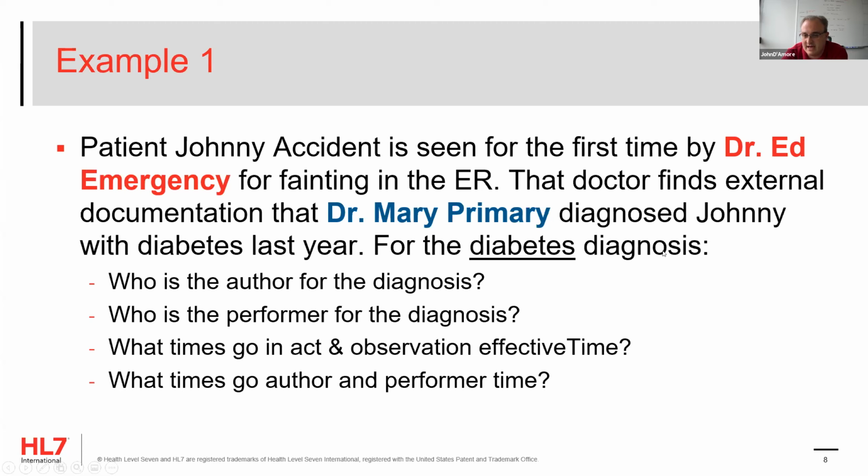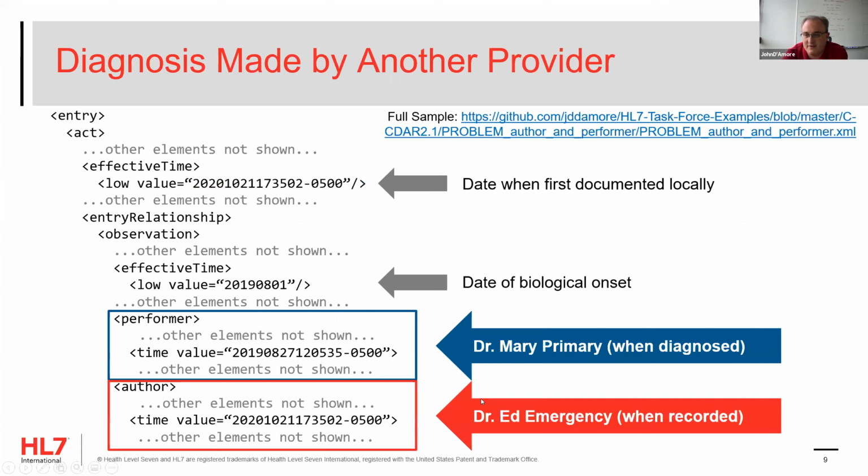So for the diabetes diagnosis, the doctor at emergency might want to put that in the record because that's obviously relevant for why the patient's here. Who's the author of that diagnosis? Who's the performer of that diagnosis? And then what times go in the act and observation effective time, and what times go in the author and performer time? This plays a little bit off of stuff that Giorgio talked about today. I've got the full example and the web link to all of them on the slides, but they're also in the Confluence page.